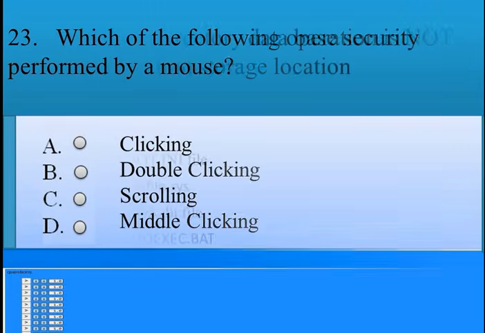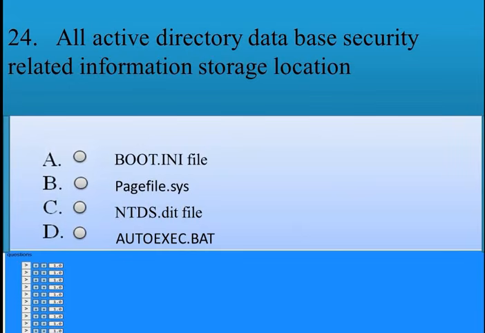Question number 24. All Active Directory database security related information storage location. A, boot.ini file. B, pagefile.sys. C, ntds.dit file. D, autoexec.bat. The correct answer is C, ntds.dit file.